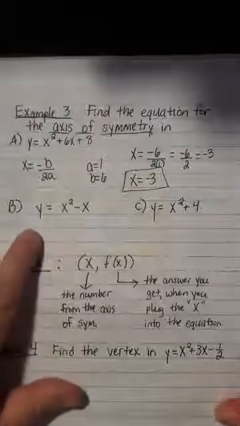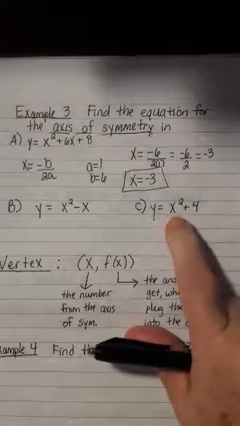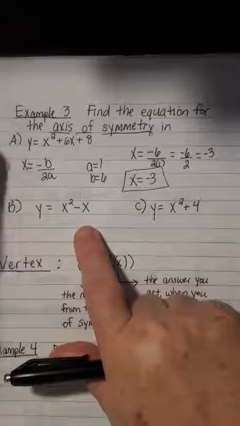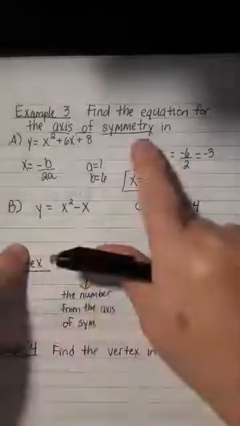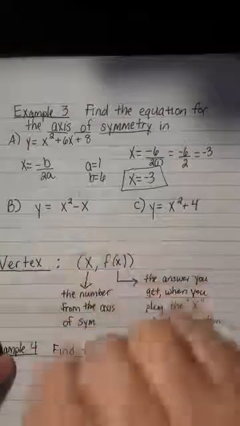So let's go on to part B. We got part B and part C to do. All right, so y equals x squared minus x, part B. Remember, on these three, A, B, and C, we're finding the axis of symmetry. So we're going to do negative b over 2a again.